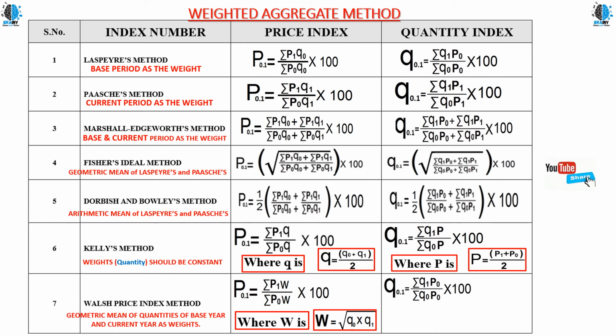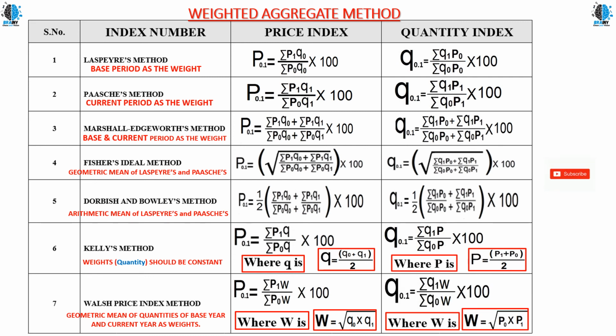So in this quantity index, Q01 is equal to summation Q1 P0 whole divided by summation Q0 P0 into 100. Instead of P0, this is the Laspeyres formula for the quantity index. In place of this P0 I will be having W. How to define the W? W is equal to the square root of P0 into P1. It means the geometric mean of the prices is given as the weight to the quantity index. So this is all about our weighted aggregate index numbers.